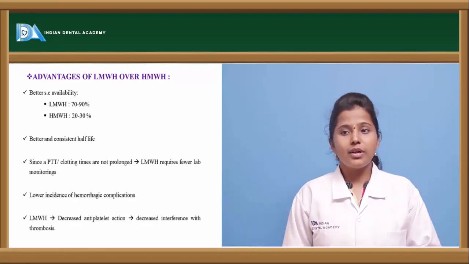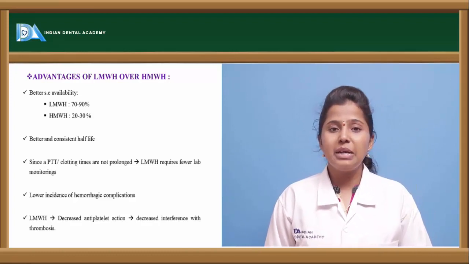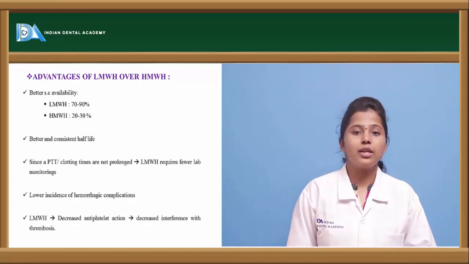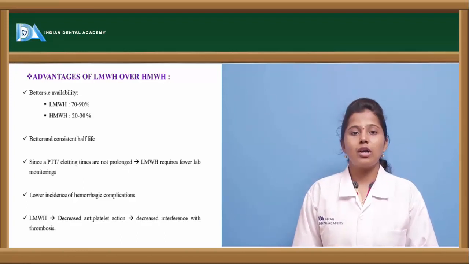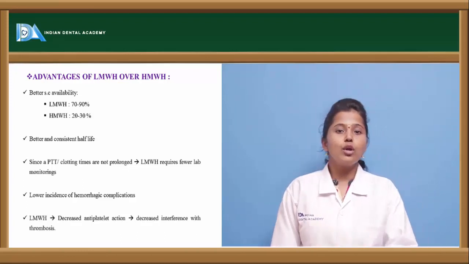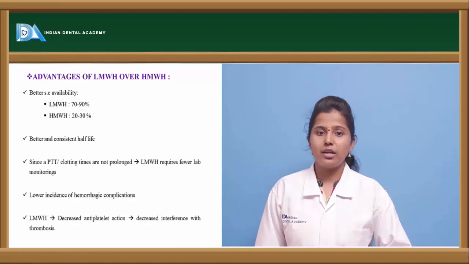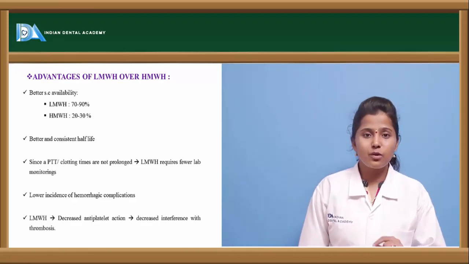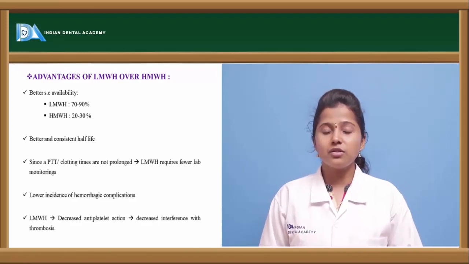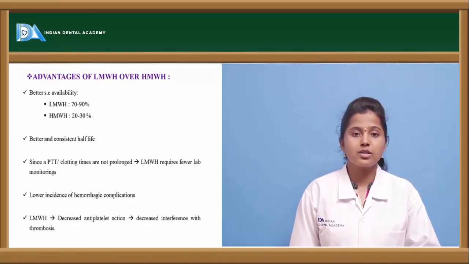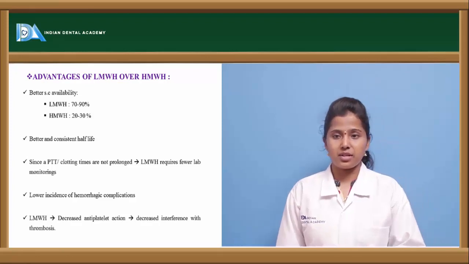So low molecular weight heparins have 70 to 90% bioavailability. The amount of drug which is available in the systemic circulation is called bioavailability. When given by the subcutaneous route, low molecular weight heparins are available at 70 to 90%, but for high molecular weight heparins given subcutaneously, the bioavailability is only 20 to 30%.